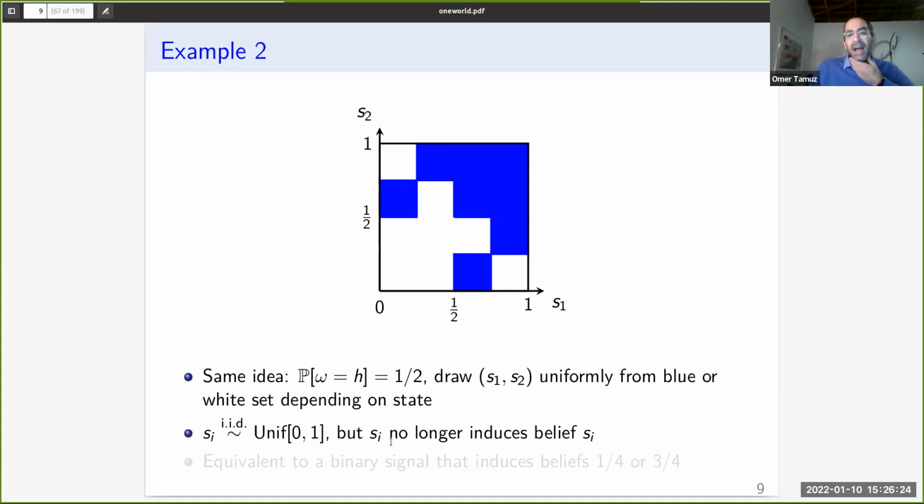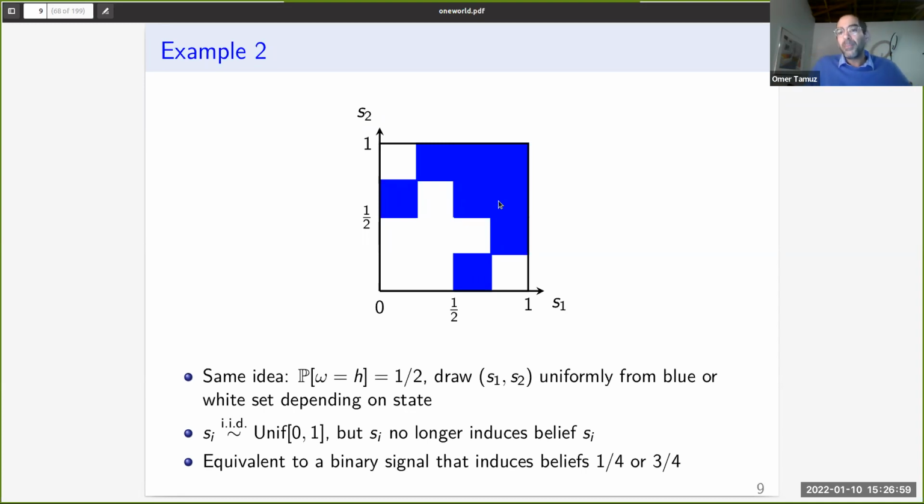Notice that here Si no longer induces belief Si. So let's look at player one. If she gets a signal between 0 and 1/4, she asks herself, what's the probability that the state is high? That's going to be 1/4. Also here, between 1/4 and 1/2, if she looks up, the probability that the state is high is 1/4. Between 1/2 and 1, the probability that the state is high is 3/4. So this is actually equivalent to a binary signal that induces beliefs either 1/4 or 3/4.